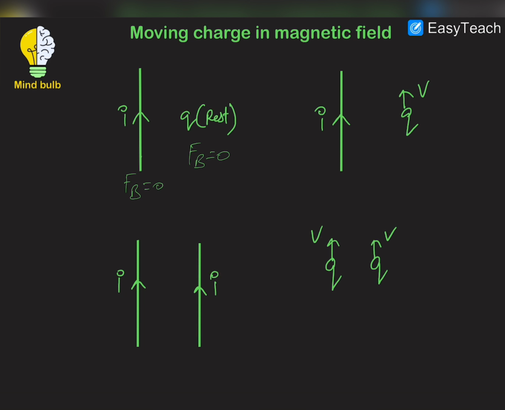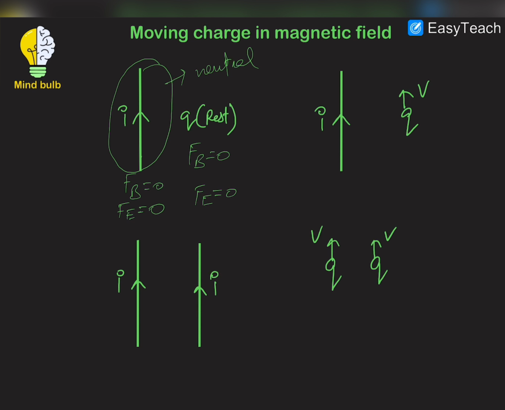But what can we say about the electric force? Electric force on both of them will also be zero, and this is due to the fact that the current carrying wire is electrically neutral because it has an equal number of electrons and positive charges. So it will not produce any electric field around it, although this Q will produce an electric field around it.